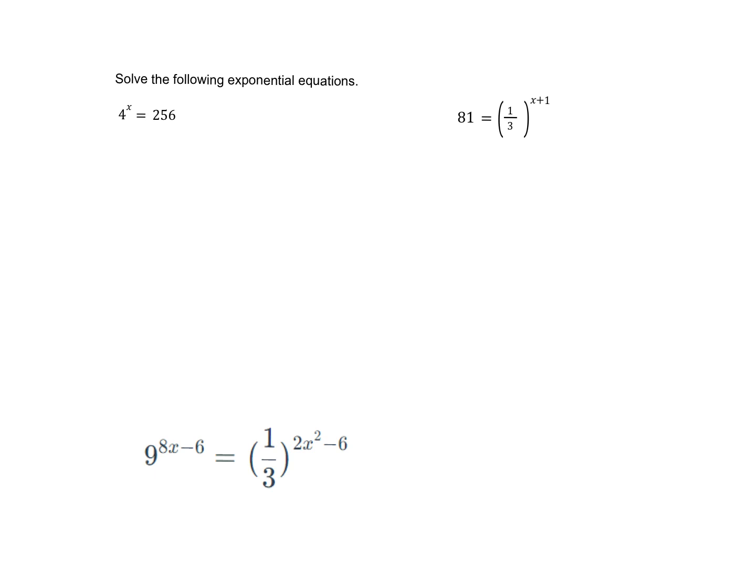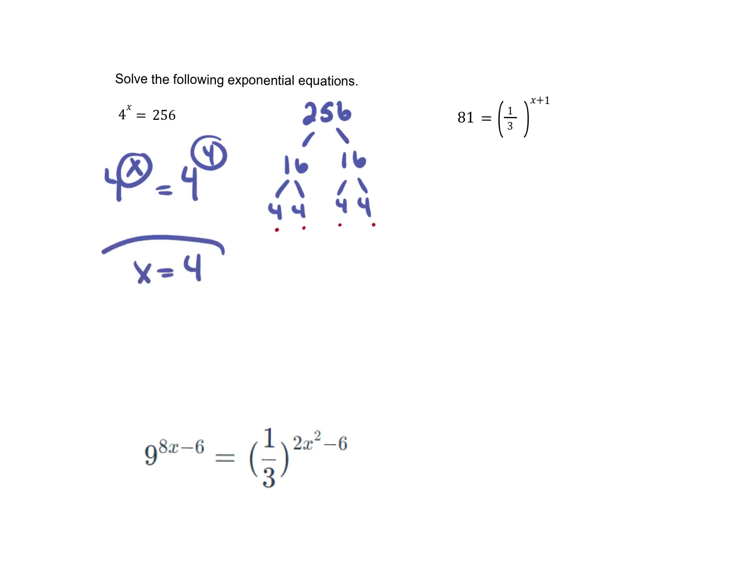So if you look at this first problem, 4 and 256 are obviously not the same base. But if you look at 256, 256 is 16 times 16, which is 4 times 4, 4 times 4. So essentially it's a bunch of 4s. So you can rewrite 256 as 4 to the 4th, because there are 4 of them, 1, 2, 3, 4. Now the idea is you have this exponential equation with like bases, you can just set the exponents equal. So x equals 4.